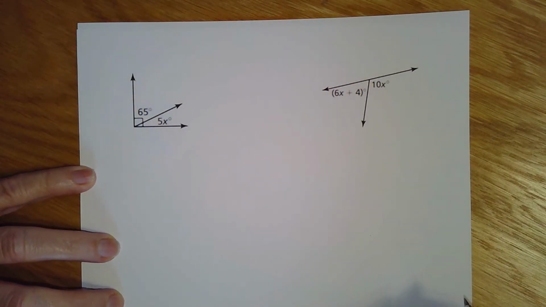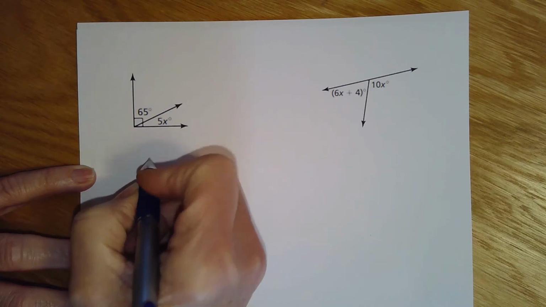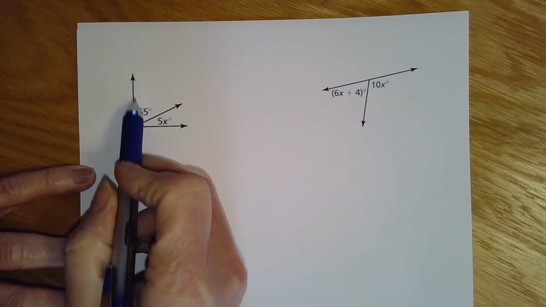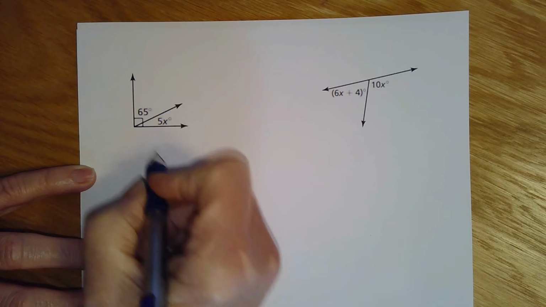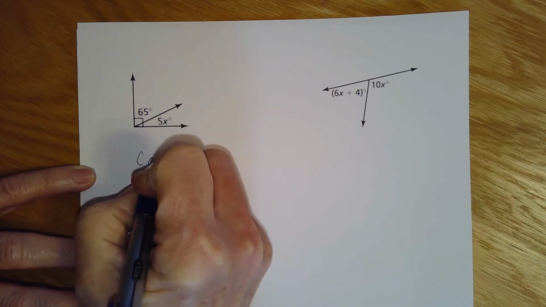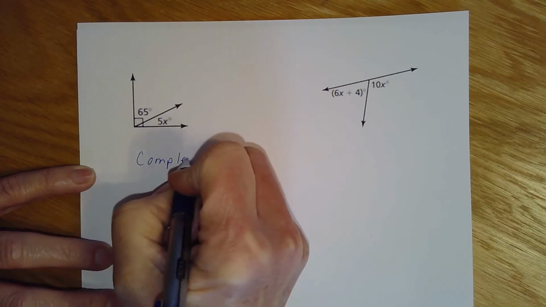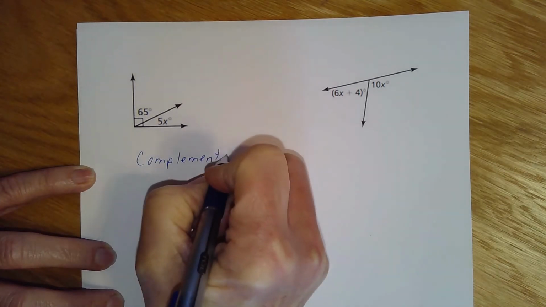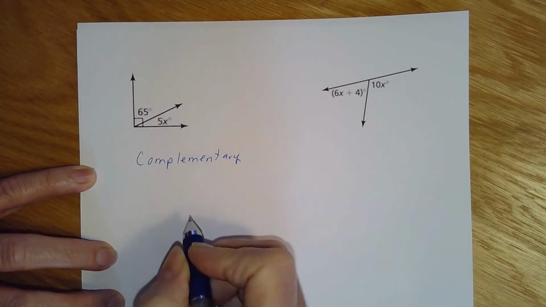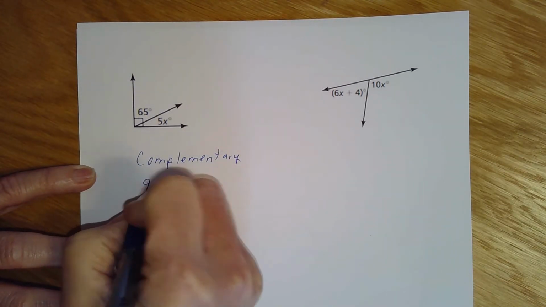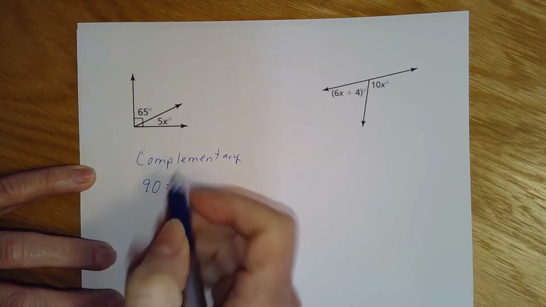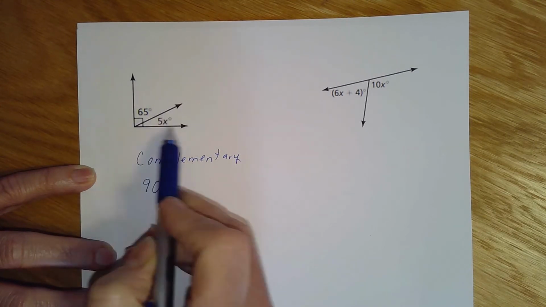Hi. Today we're going to take a look at complementary and supplementary angles and how to solve for that elusive x, and how to find the angles. So I'm taking a look here. This is a complementary angle because it is a 90-degree angle. So I'm going to label it complementary. Now, I know that means the sum of these two angles equals 90 degrees.